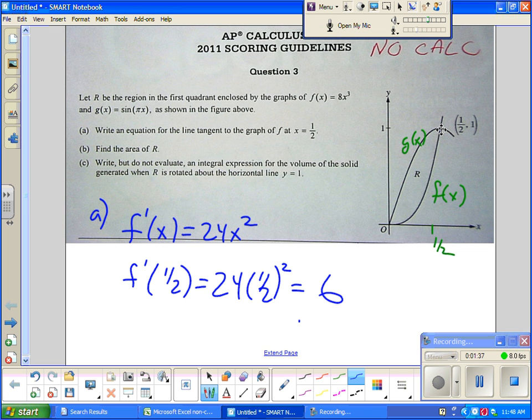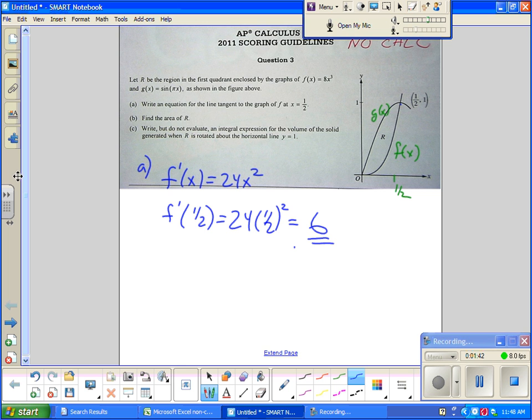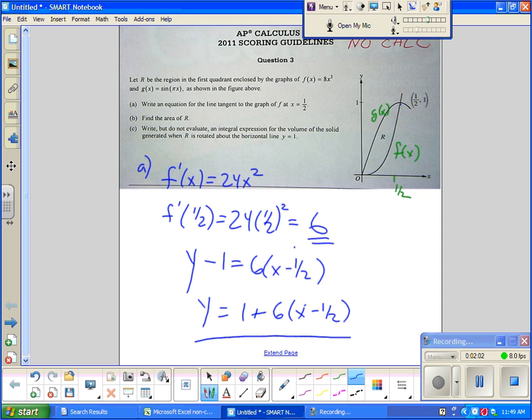So if it wants a line tangent, you have the slope of 6, you have the point half comma 1. I would simply do the equation of the line, which is y minus 1 equals 6 times x minus half. And if I was worried about solving for y, maybe I'd move this over. And that would be my equation. And that's what's on the AP.